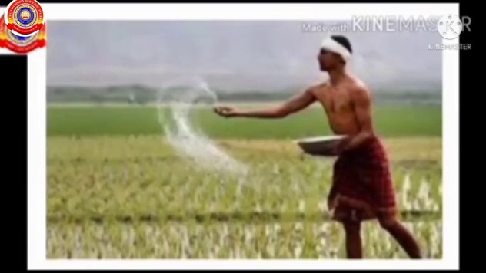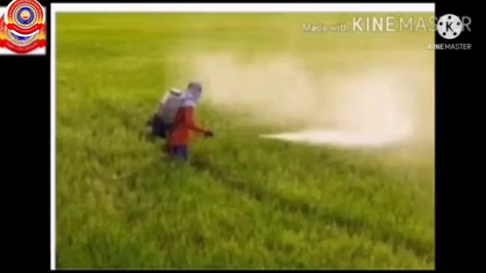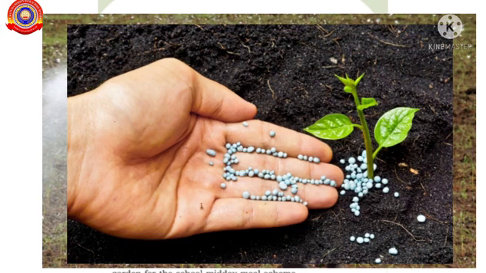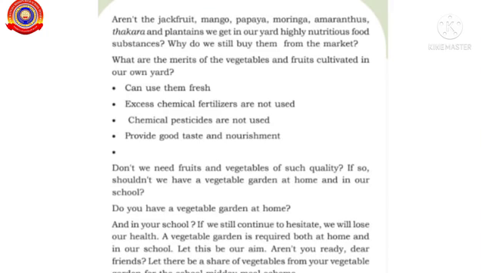Farmers use these fertilizers to get sudden growth and increase in crop yield. Large use of this chemical fertilizer reduces the nutrient content in plants. If we cultivate in our own yard, we can get the fruits and vegetables without adding chemical fertilizer.